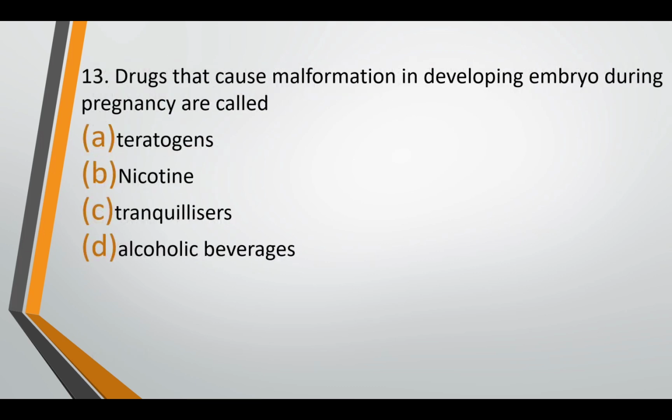Question number 13. Drugs that cause malformation in the developing embryo during pregnancy are called: teratogens, nicotine, tranquilizers, or alcoholic beverages. Malformations in the developing embryo are caused by drugs which are called as. The correct answer is option A, teratogens.